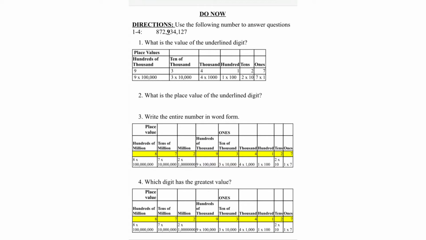4,127. Excellent. So you understand the place value of all. Great job. 872,934,127. Awesome. And the last question is, which digit is the greatest value? And we said the digit furthest to the left. Outstanding. And so that would be the 8, which is in the hundreds of millions place value. Okay?